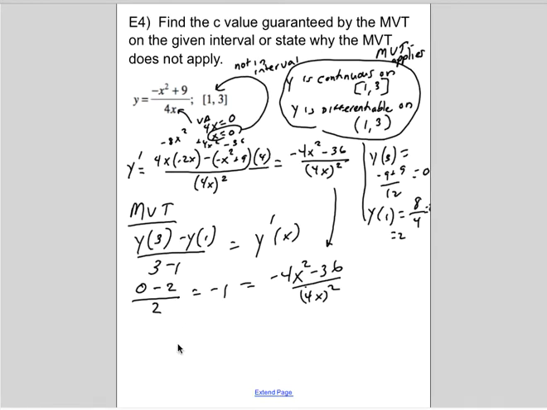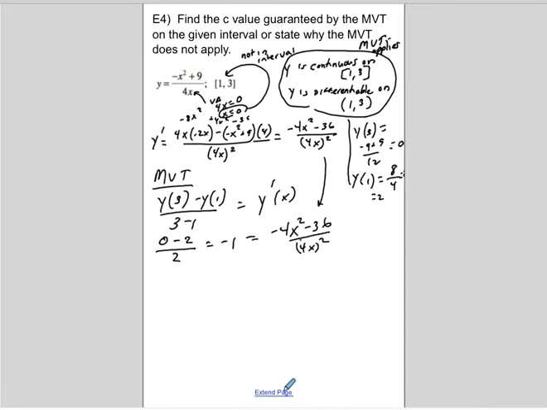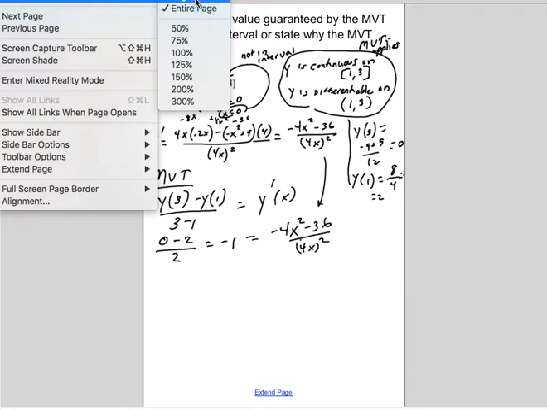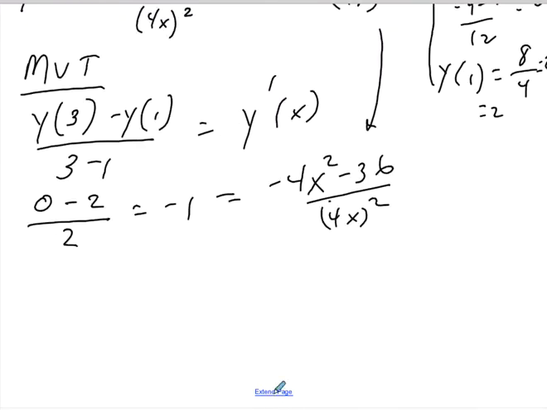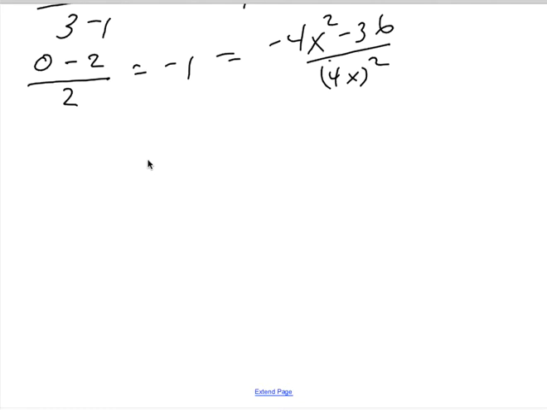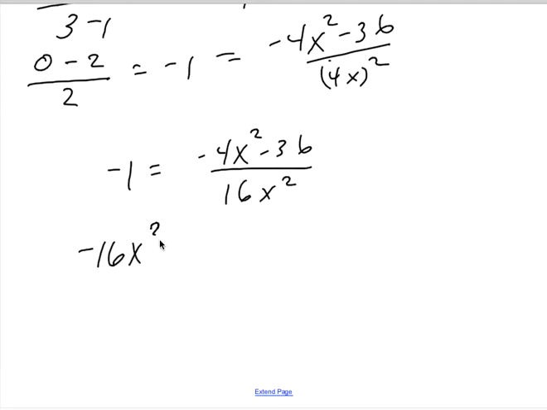Cool. So let's finish this guy out. Let's see if we can get this to work out so that we can see it. There we go. Okay, so now we're going to say that this negative 1 equals negative 4x squared minus 36 all over 16x squared, right? It's up to you if you want to factor out a 4 and cancel. It's not the worst idea on the planet, certainly. Or you can just multiply the 16x squared over. Negative 16x squared equals negative 4x squared minus 36.